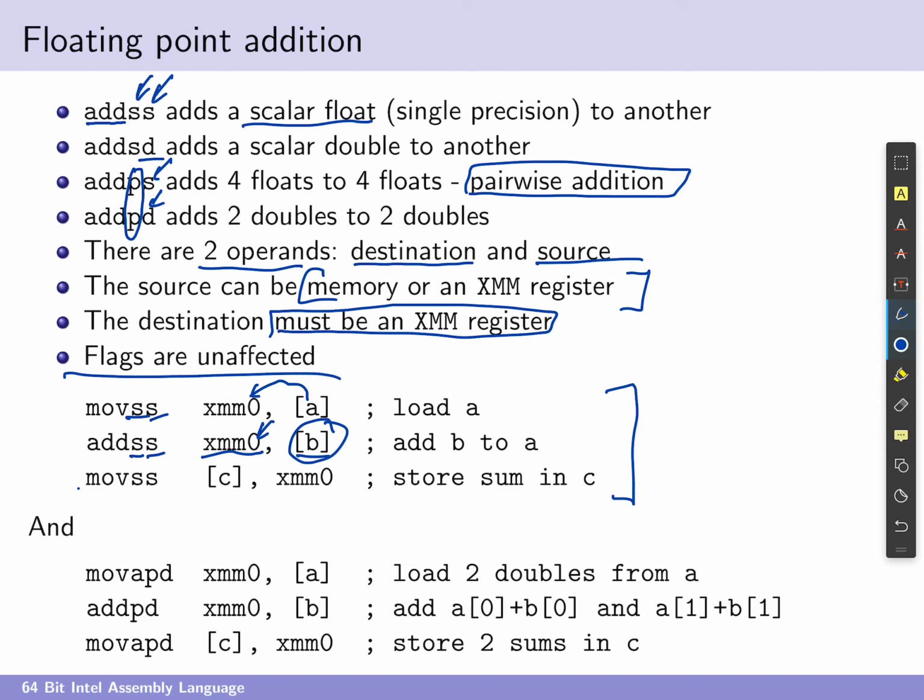Say I want to store the result in my data segment again. All I have to do is perform a move SS going from XMM0 to C. So in this case, assumedly C would be sufficiently large to store those 32 bits. And because I actually performed only a single scalar move, I'm only going to be extracting the bottom 32 bits out of XMM0.